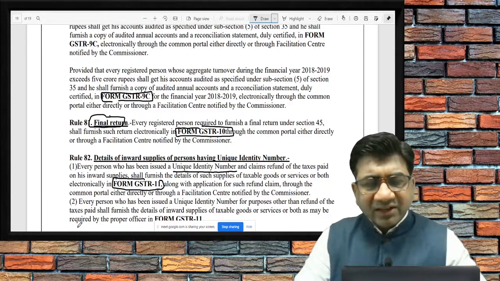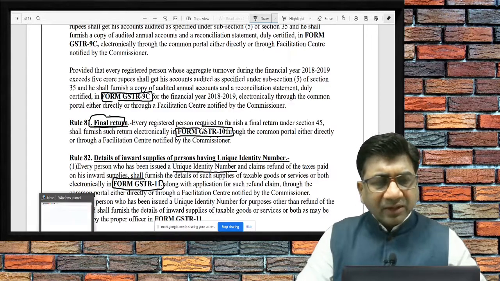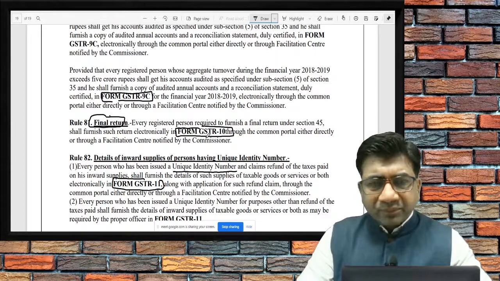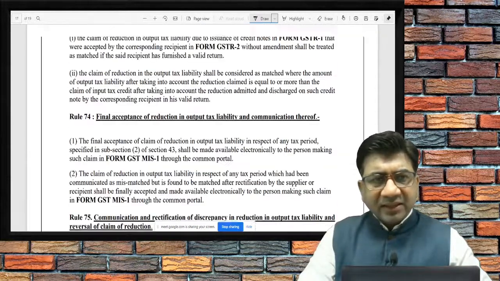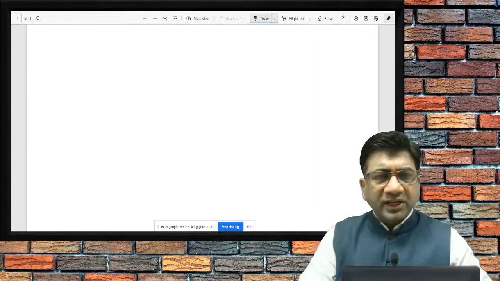Once write GSTR 11, unique identity number. Have you copied it? Yes, sir. Let's understand one by one again, and then we'll make a chart. The practical position as well as the theoretical position.